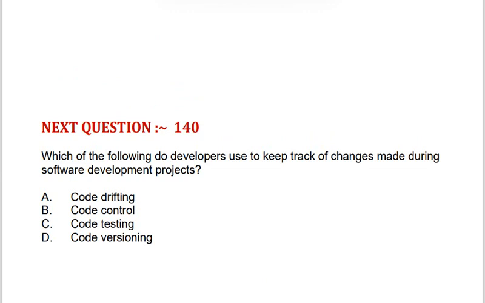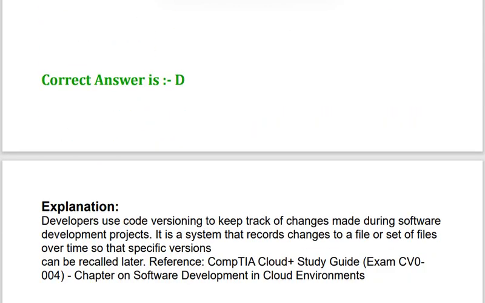Now the question is, which of the following do developers use to keep track of changes made during software development projects? Option A, code drifting. Option B, code control. Option C, code testing. Option D, code versioning. Correct answer is option D.